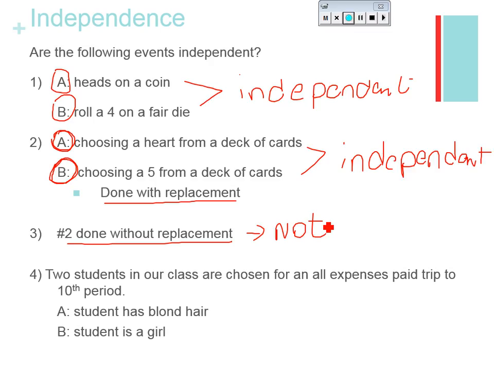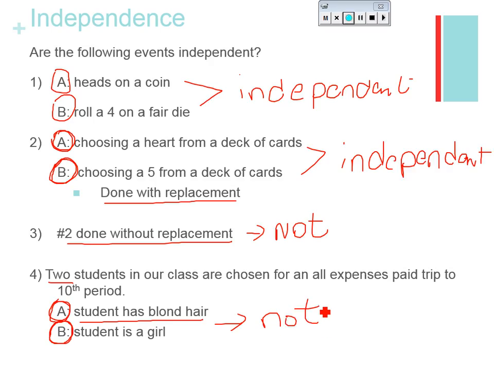And then number 4, 2 students in our class are chosen for an all expenses paid trip to 10th period. Event A is student has blonde hair. Event B is student is a girl. Once again, assuming we're talking about the students in our class, we would have 27 students to choose from for event A. Then when we went to choose the second student, we wouldn't want to choose the same student twice, so event B would be out of 26 students. So these two events would also not be independent.